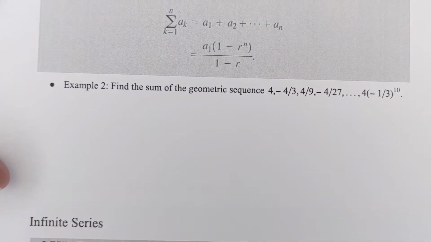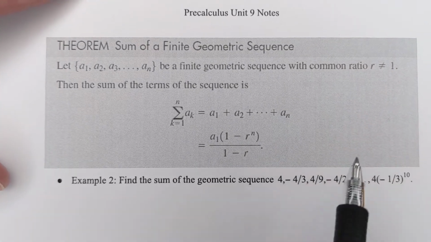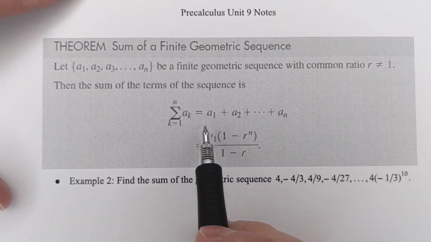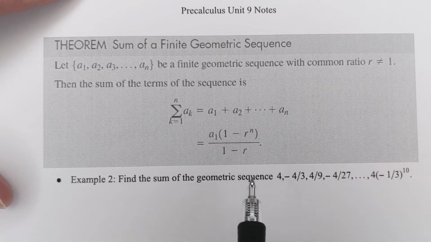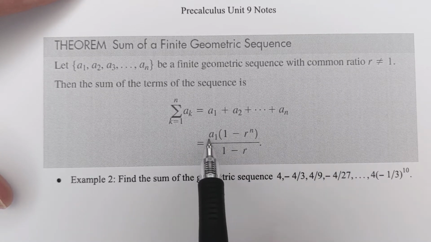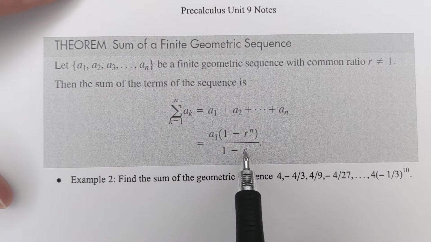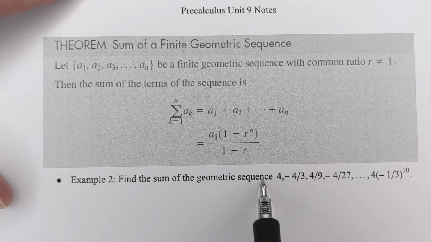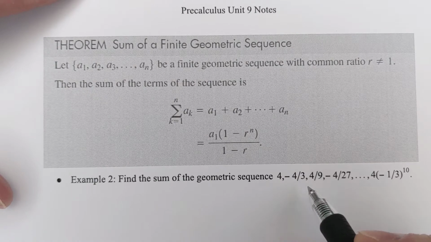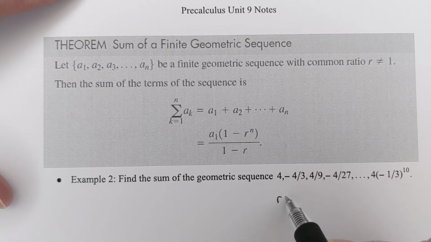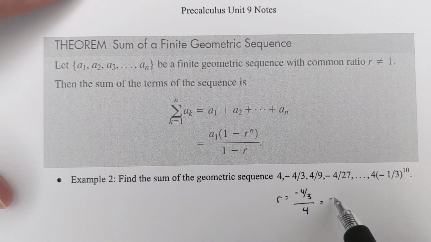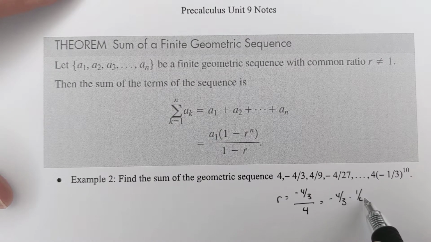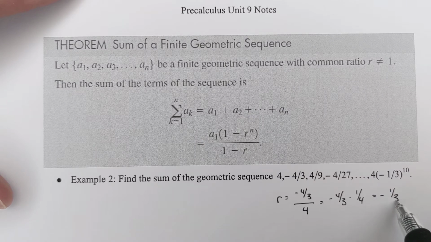Okay, so you've got the sum of a finite geometric sequence. Remember, geometric sequences are multiples. So a1, a2, and an are multiples of each other. There's only one version here. a1 is your first term, r is your multiplier, and n is the number of terms. So find the sum of the geometric sequence for 4, -4/3. To find the value for r, you take any term and divide it by the previous term. So -4/3 times 1/4. So the r value is -1/3.